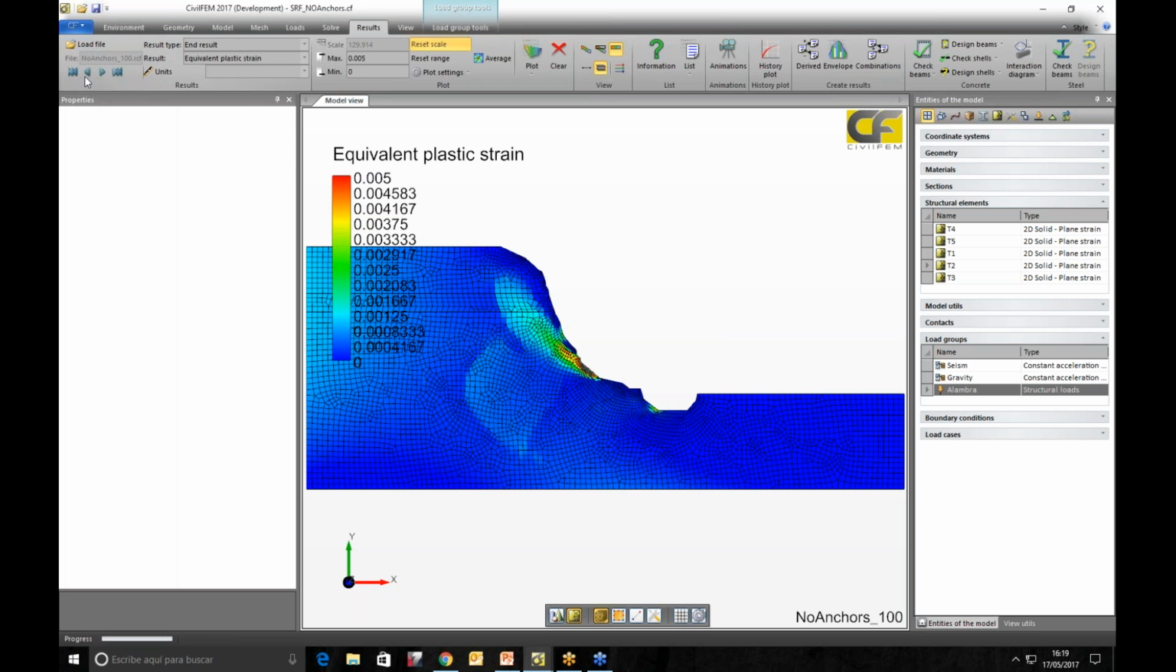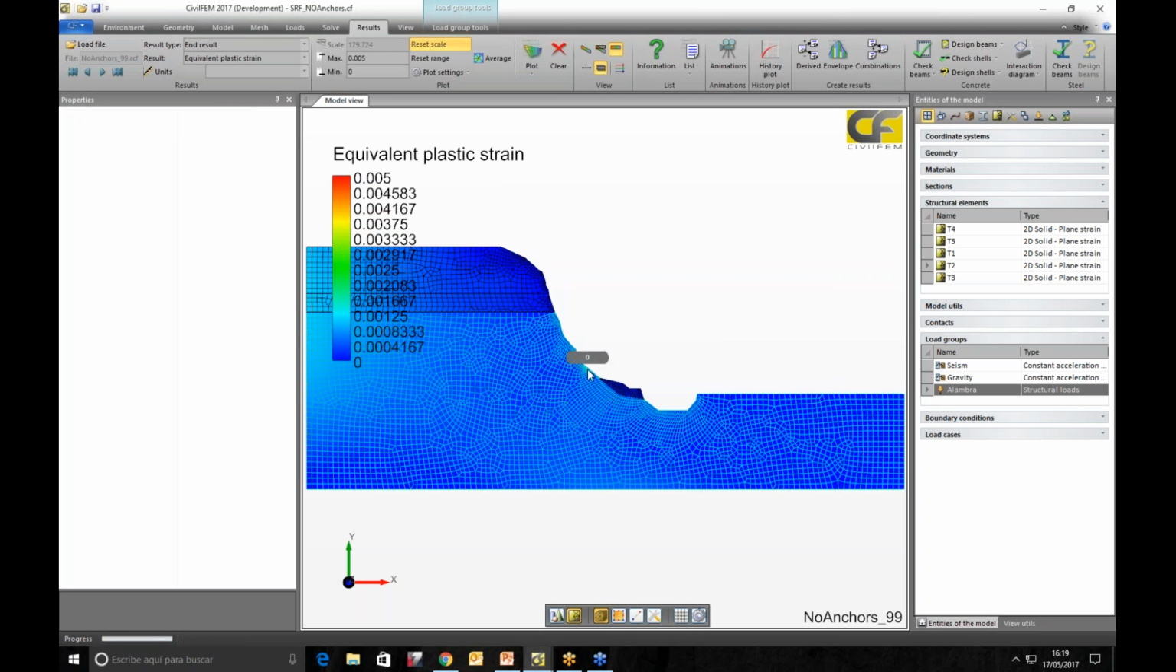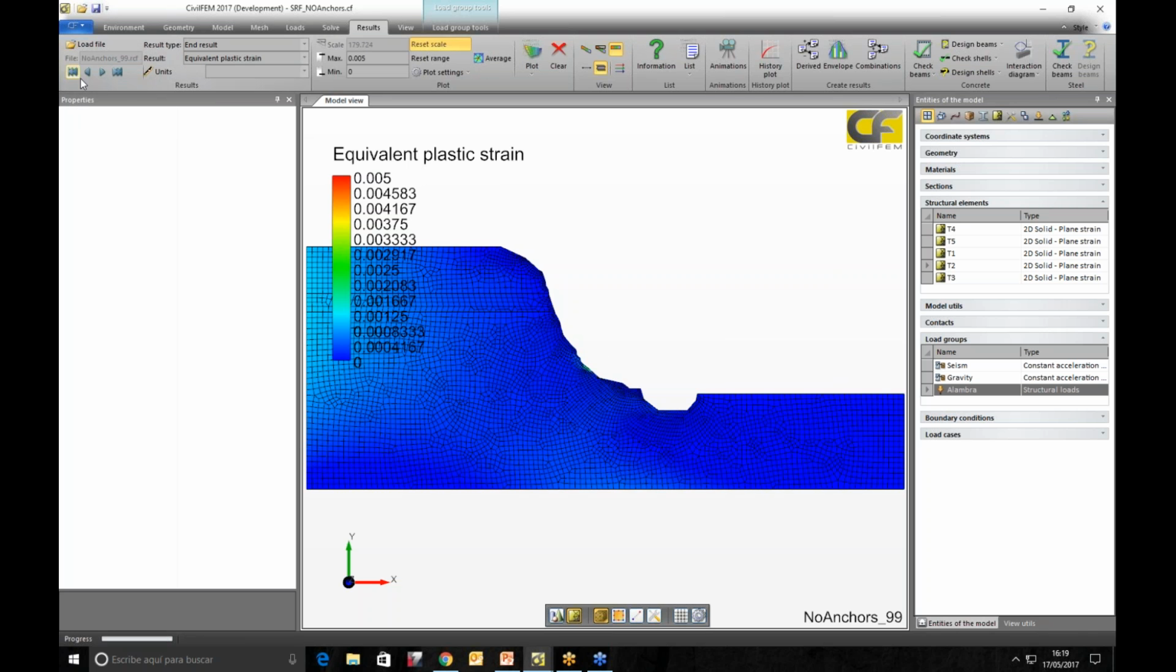And if we go backwards to previous safety factors, at 0.99 there are some yielding zones in the base, but just small, and if we reduce further, no yielding. Suddenly yielding happens when we arrive at a safety factor of 1. So we can see the instability happens suddenly.